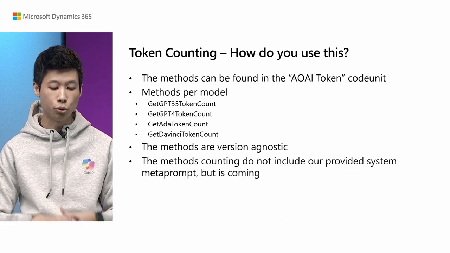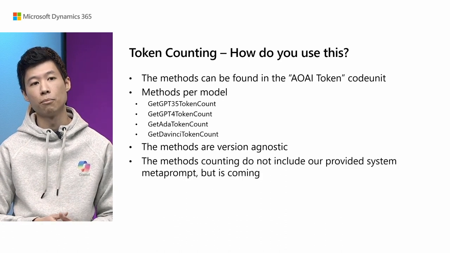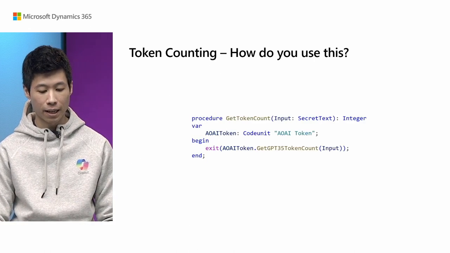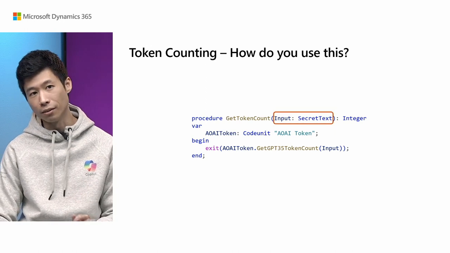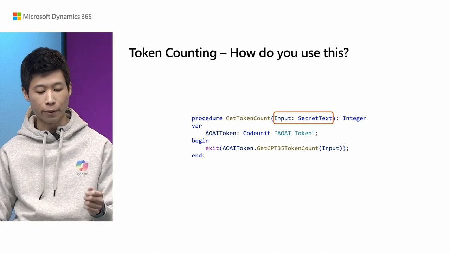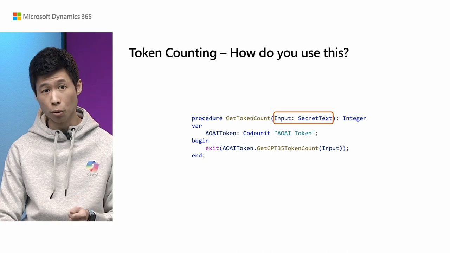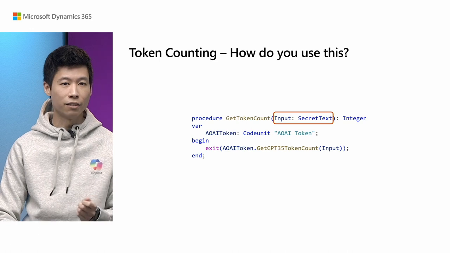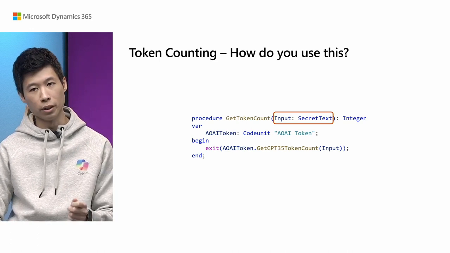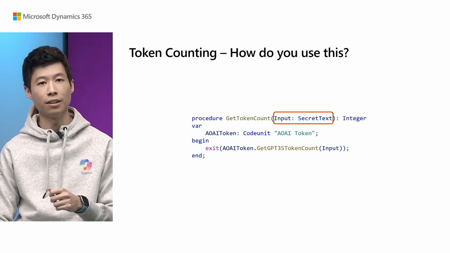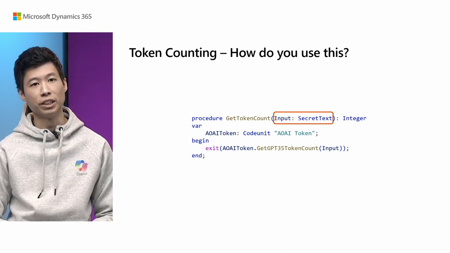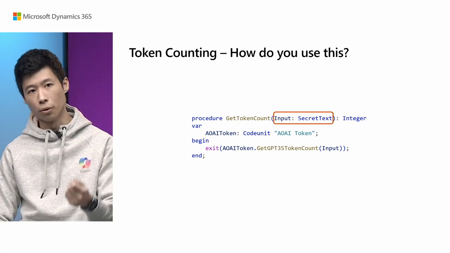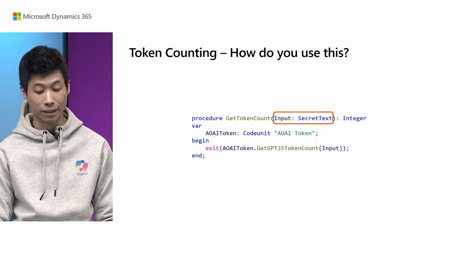As of right now, the methods do not include our provided system meta prompt, but that will be coming. Additionally, I would like to point out that when you're using this, for example, where we call get GPT-3.5 token, the input is of type secret text. The reason for that is because we consider your input to contain your intellectual property, which is the system meta prompt that you would have used, whether it's ours or your own, when developing your Copilot capability.